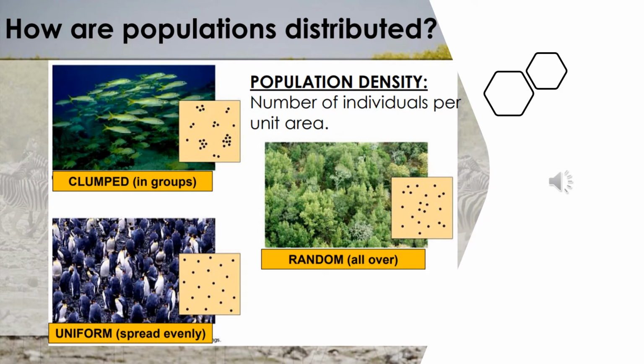Two important measures of a population are population size, which is the number of individuals, and population density, which is the number of individuals per unit area or volume. The organisms in a population may be distributed in a uniform, random, or clumped pattern. Uniform means that the population is evenly spaced. Random means that the population doesn't have a clear pattern. And clumped means that the population is distributed in clusters.